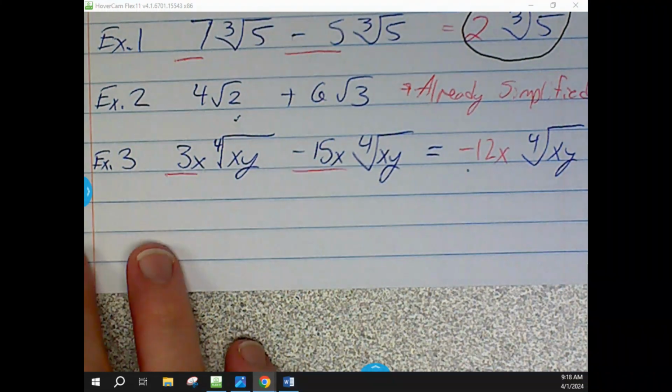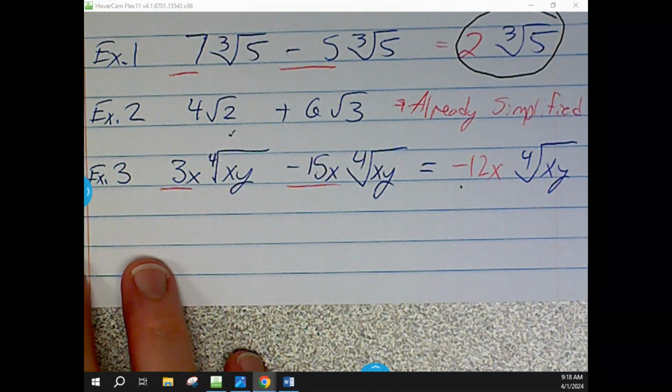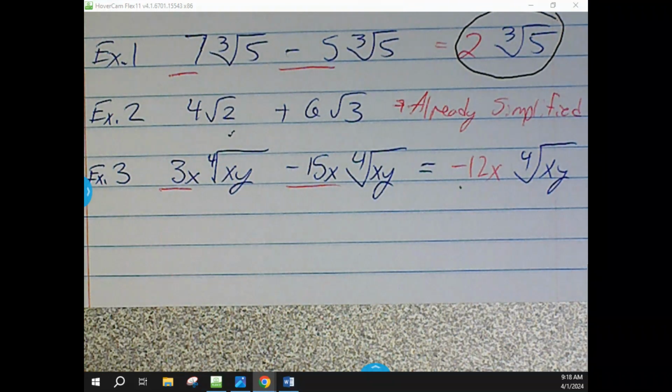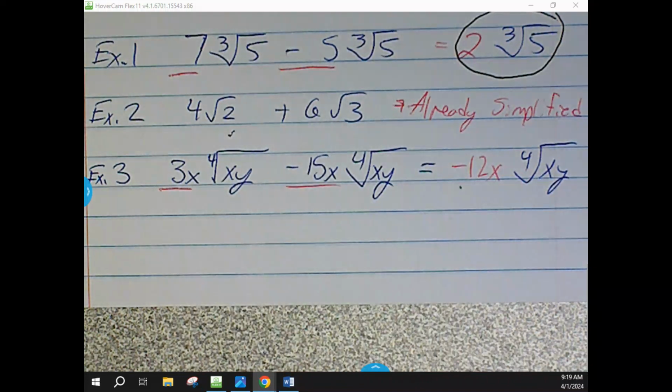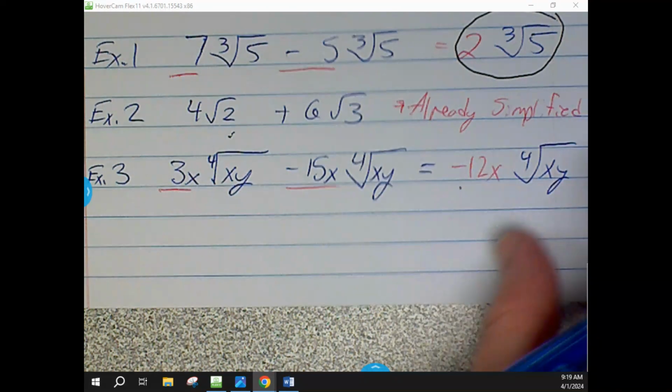Okay, so those first three are pretty straightforward, not a lot to do with those because the radicands are the same. Where the radicands were different, we could not simplify or break them down. Then you're just adding or subtracting on the outside, whatever the signs are. All right, now here's one where we actually have to do some work with adding and subtracting.